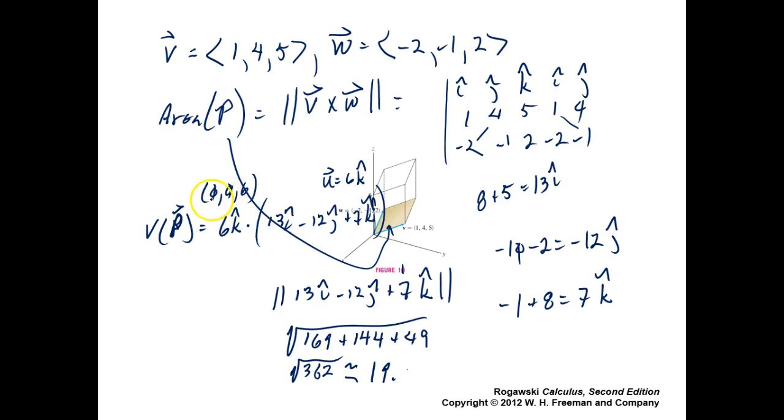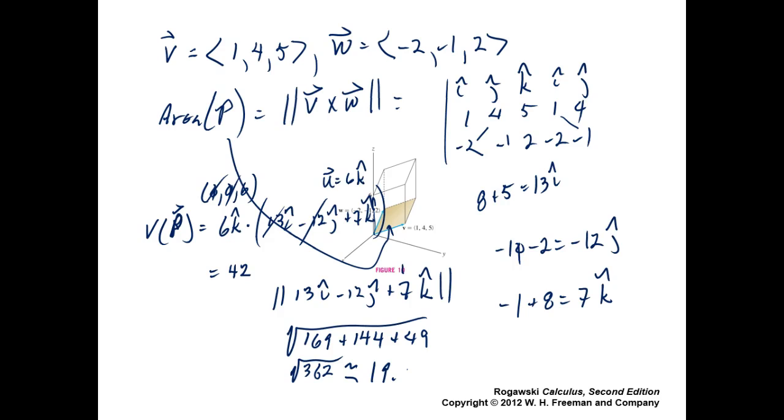And when you dot those two, 0 times 13 is 0. 0 times minus 12 is 0. And this would be 42. That's the volume. And that's it. Whatever your units are, 42 cubic units, whereas your earlier thing was 19 square units.